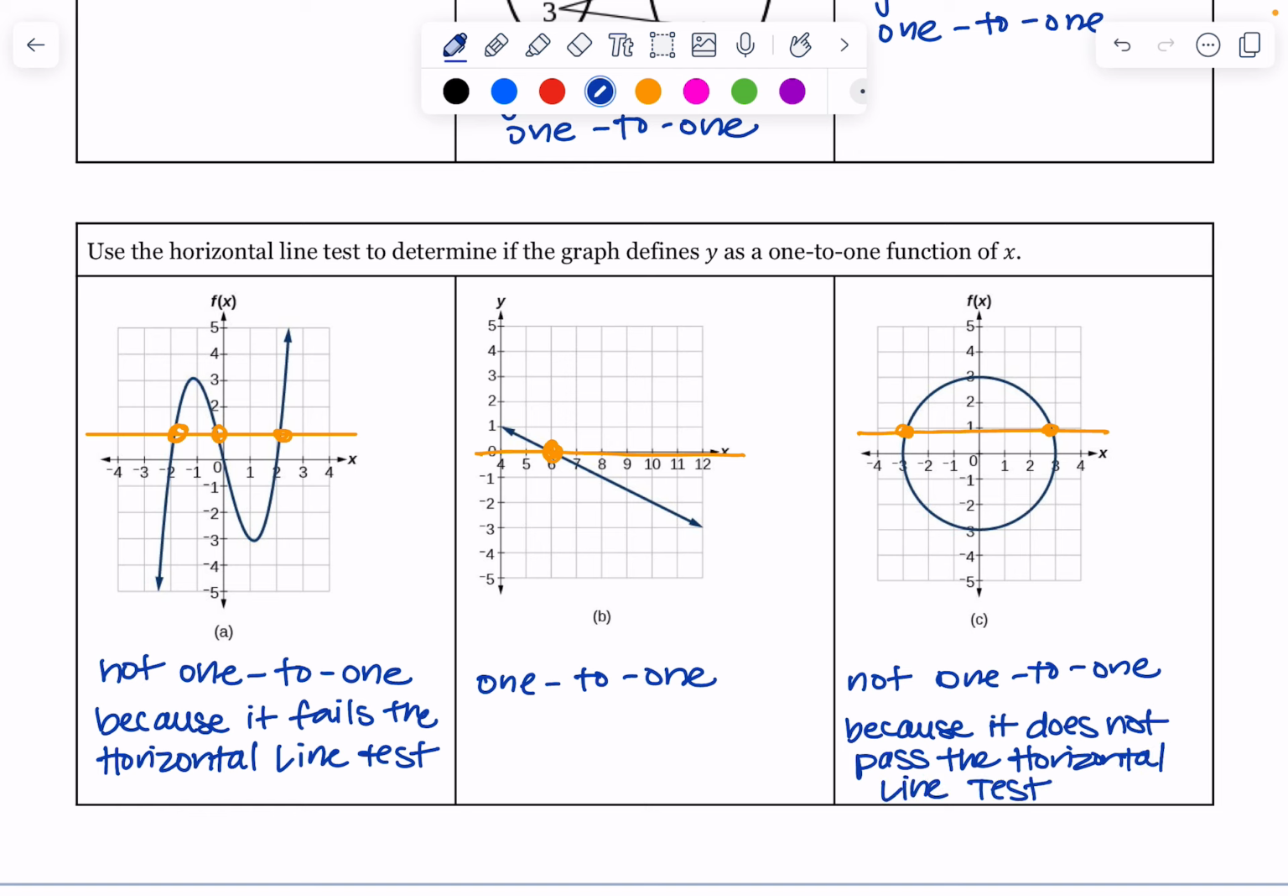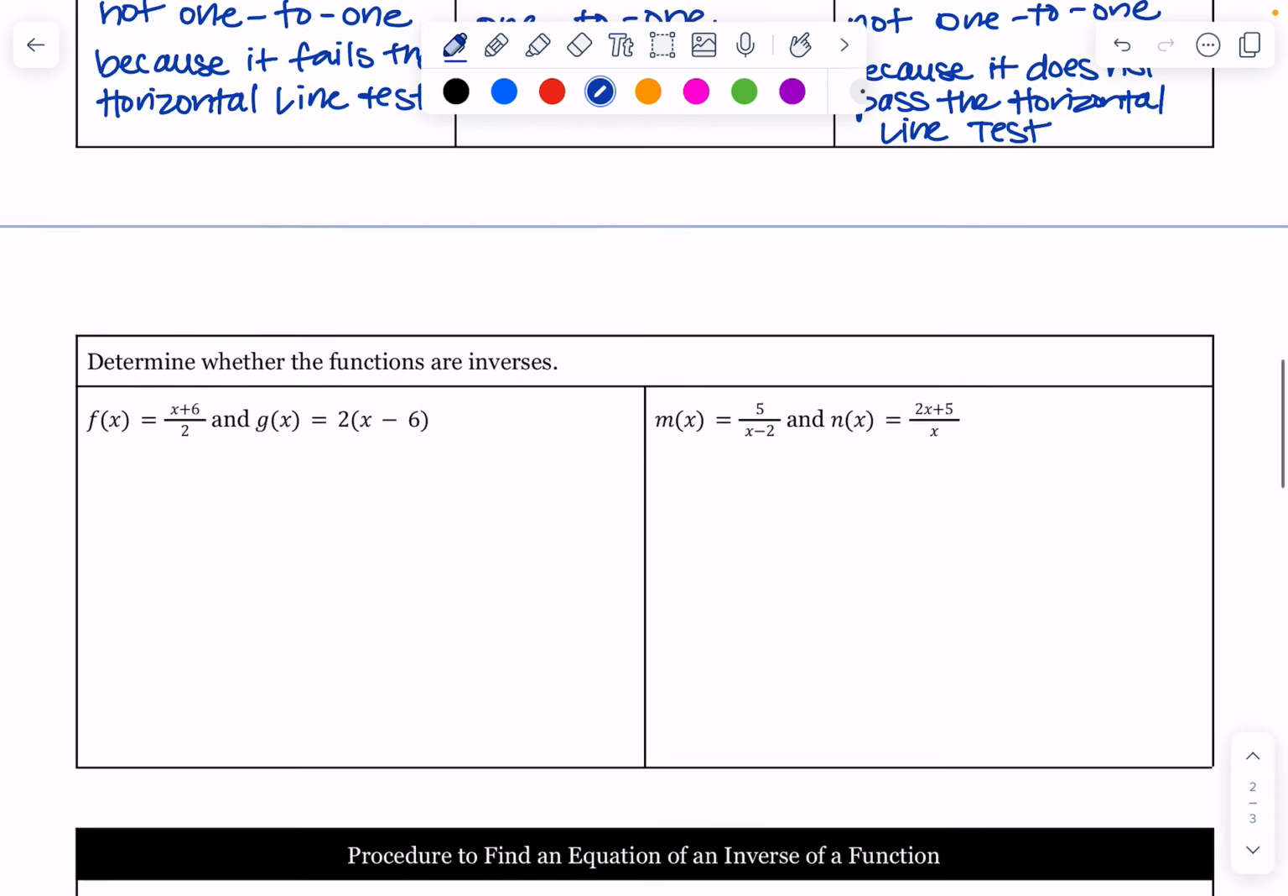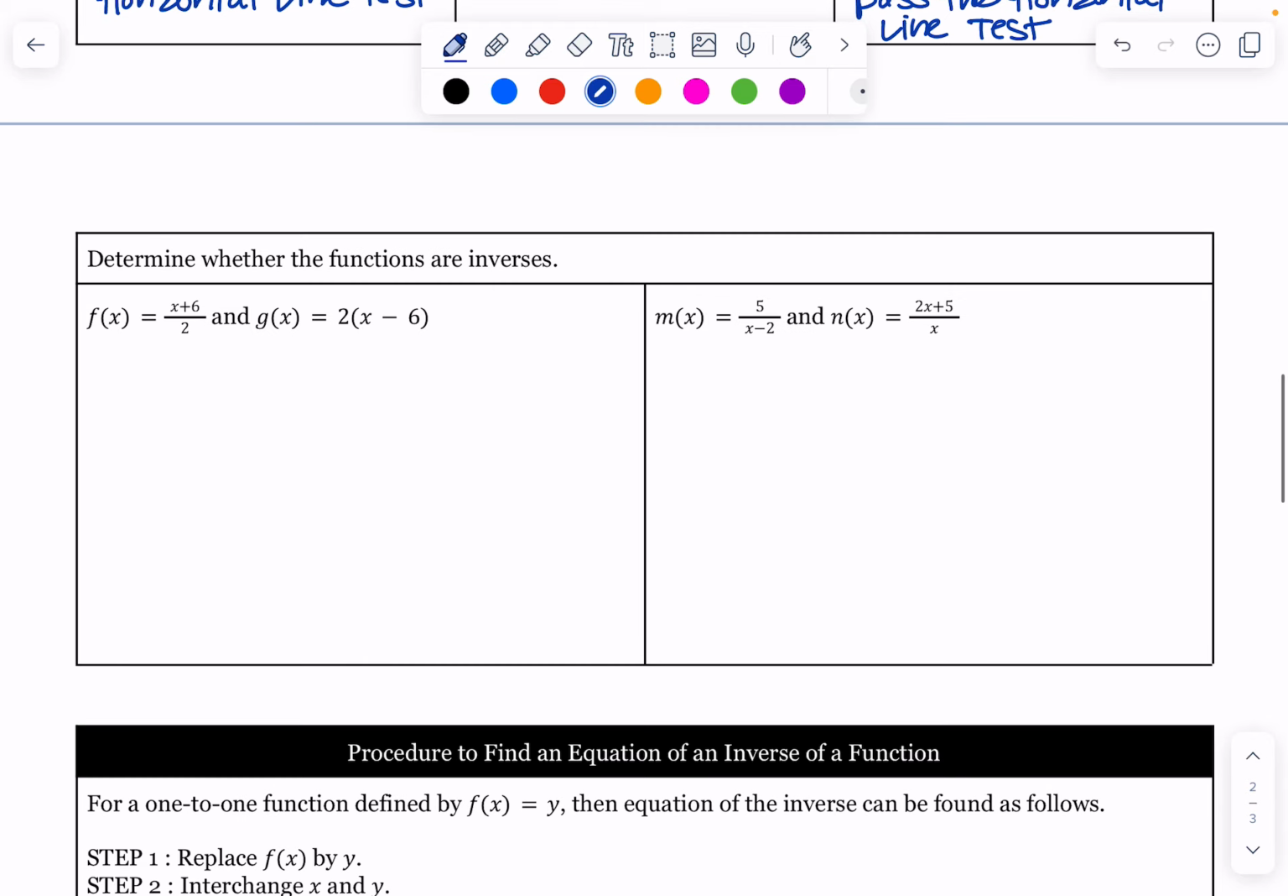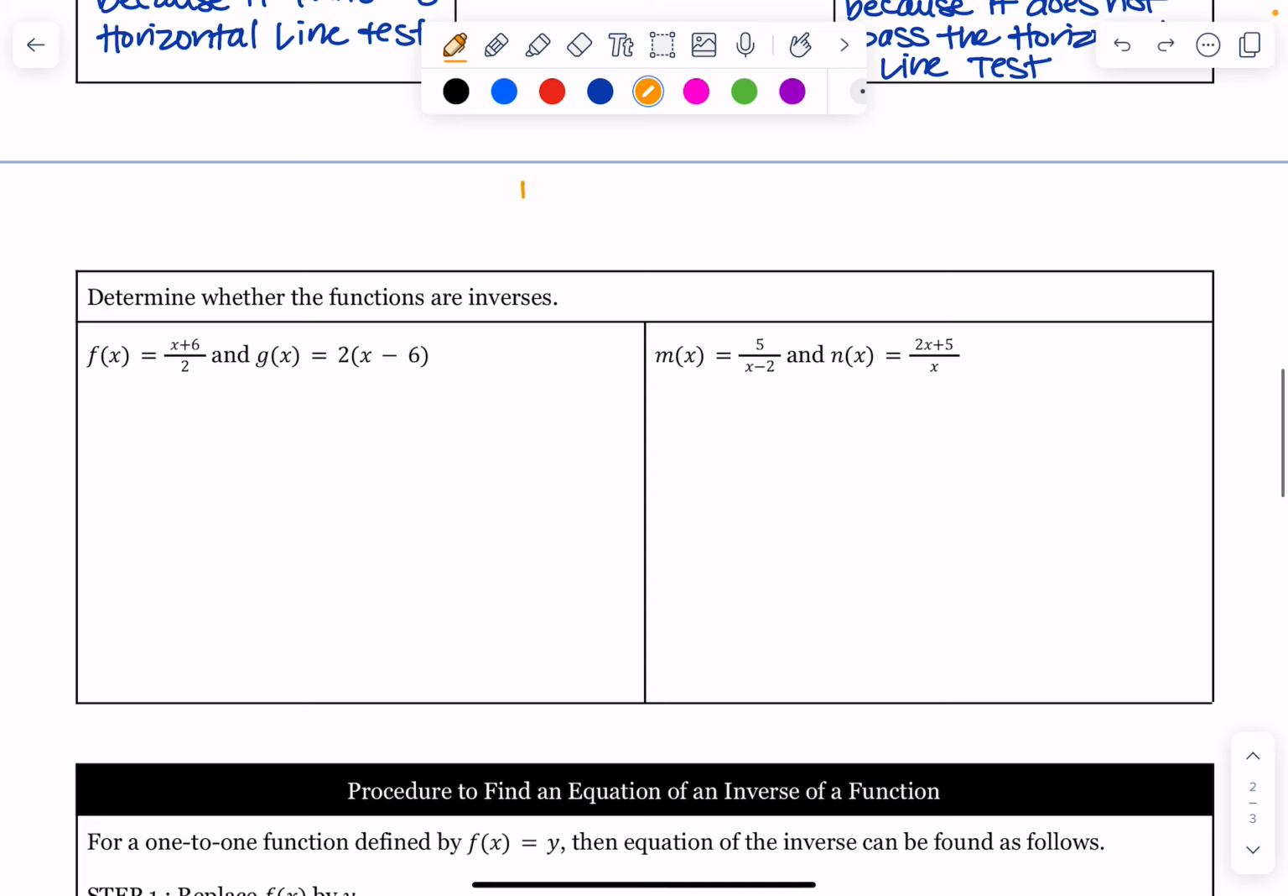Okay, great. All right, if we continue on, it says determine whether the functions are inverses. So we need to check 2 things. We need to check that f of g of x is equal to x, and then vice versa, we need to check that g of f of x is equal to x. And if both of those are true, then they are inverses of each other.